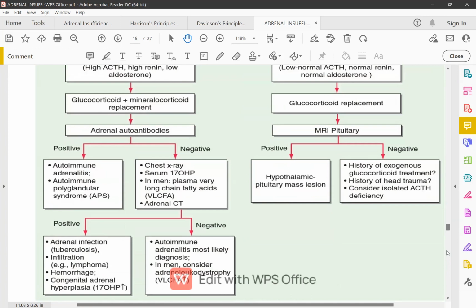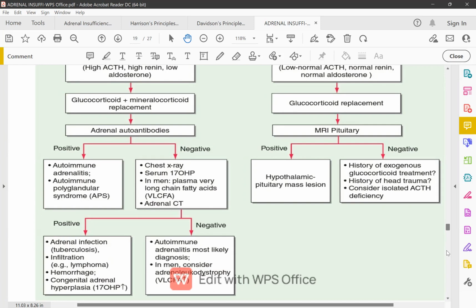So we send a chest X-ray to rule out tuberculous adrenalitis, and the serum 17-hydroxyprogesterone. If it is increased, in children we label it as congenital adrenal hyperplasia. And an adrenal CT for any infiltrations, any tumors. And next, we look for plasma very long chain fatty acids. If it is increased, we call it adrenal leukodystrophy. So these are the causes of primary adrenal insufficiency.